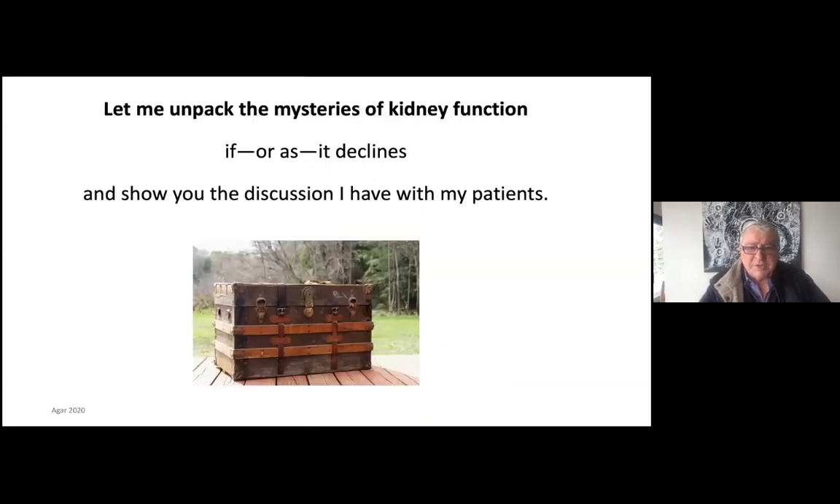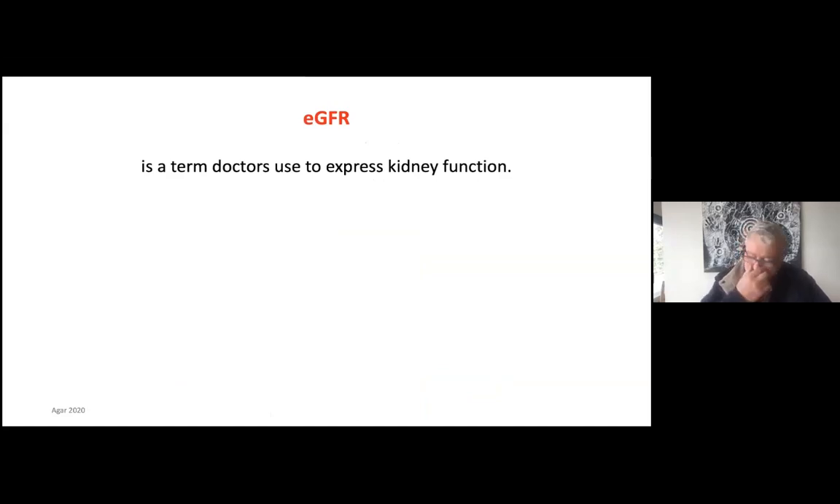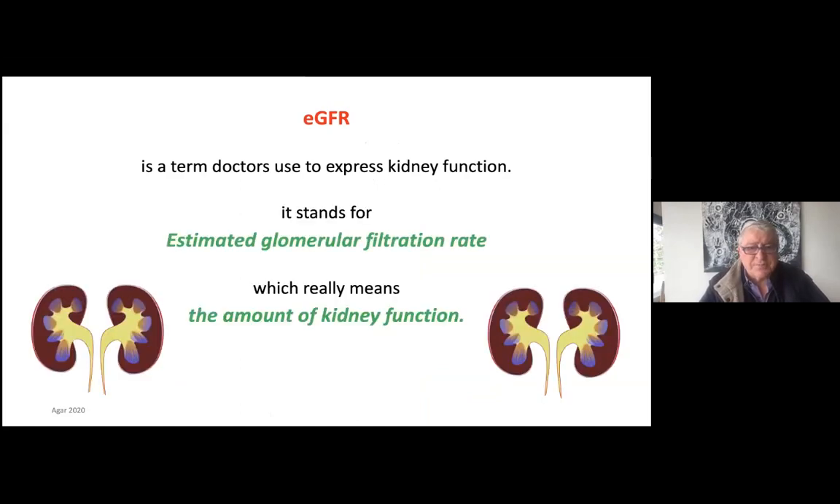So let me unpack the mysteries of kidney function as it declines and show you a discussion that I have with my patients. As I've just said, eGFR is a term that doctors use to express kidney function. It stands for estimated E, glomerular. They're the little filters in the kidney. There are somewhere between 1 million and 3 million in most Caucasian kidneys, though interestingly, the Australian Aboriginal has as few as 300,000 in each kidney. And that may be one of the reasons why they are so prone to developing kidney disease. F stands for filtration, and R, the rate at which that filtering process occurs.